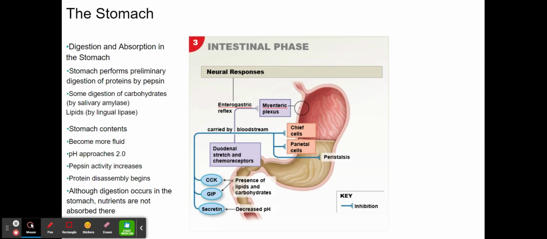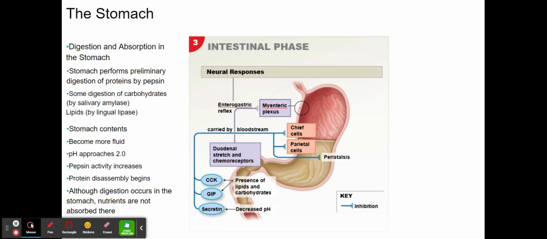Protein disassembly begins. Protein digestion is not completed in the stomach because the time is limited and pepsin attacks only specific types of peptide bonds and not all of them. However, pepsin generally has enough time to break down complex proteins into smaller peptide and polypeptide chains before the chyme enters the duodenum. Although digestion takes place in the stomach, nutrients are not absorbed there.